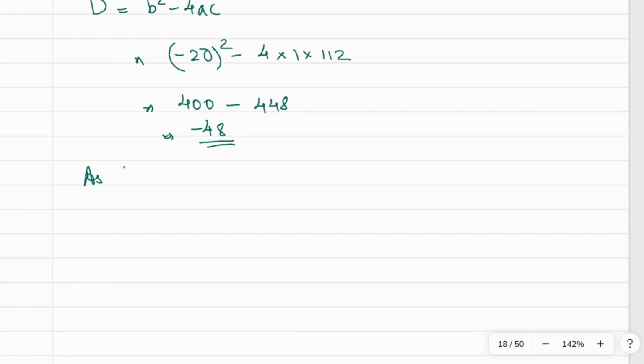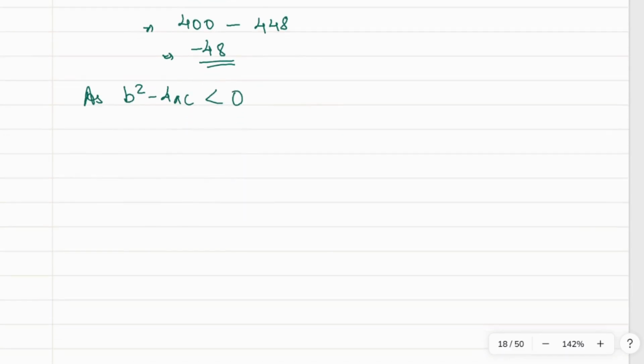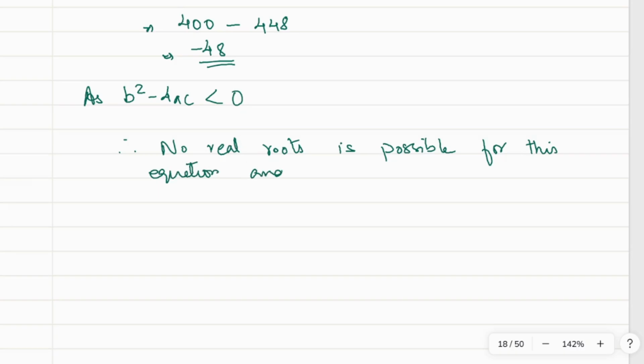If you're checking here, you can see that as b square minus 4ac is less than 0, we can tell that what? Therefore, no roots exist, right? There are no real roots for this equation, and hence the situation is not possible. Clear?